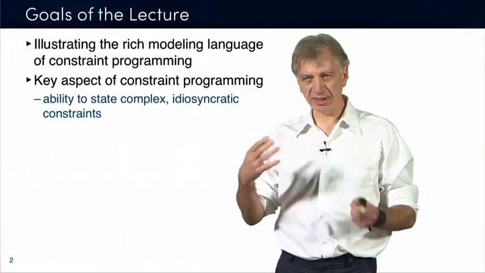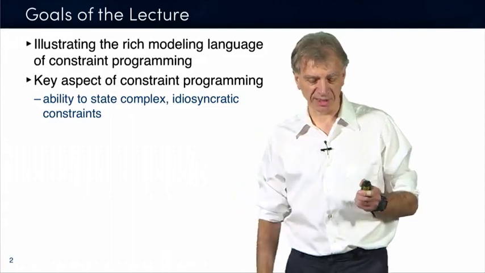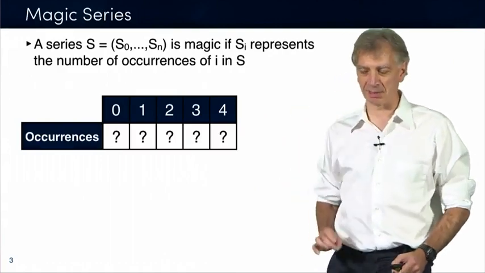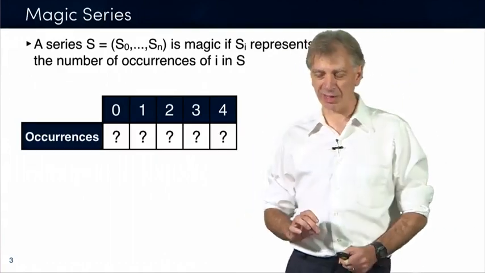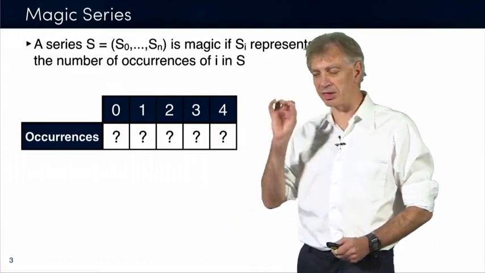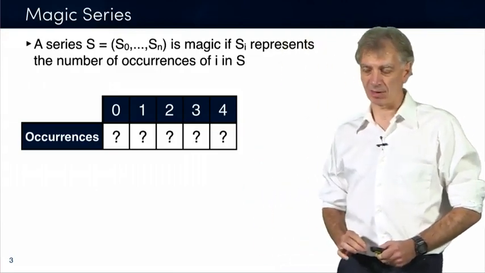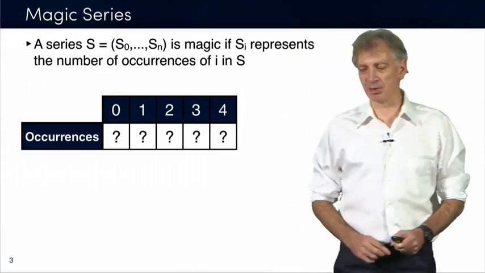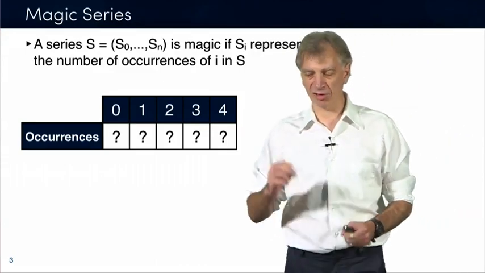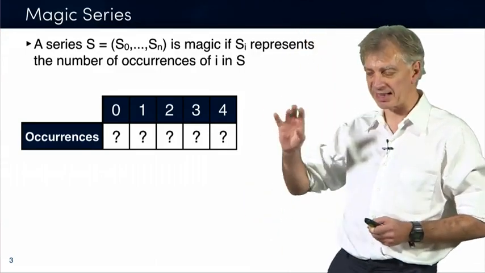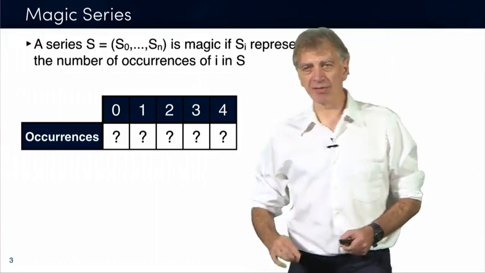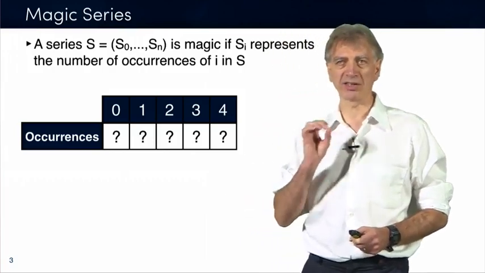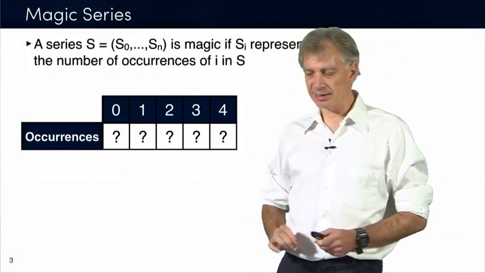And the purpose of this lecture is to give you a feel on how you express these models in constraint programming. So I'm going to start with a very simple example. You'll see very simple examples today, but every one of them is going to illustrate some aspect of the richness of the language. So this first example is called magic series, and a series, S0 to Sn, is magic if element i of the series, Si, represents the number of occurrences of the value i inside S.